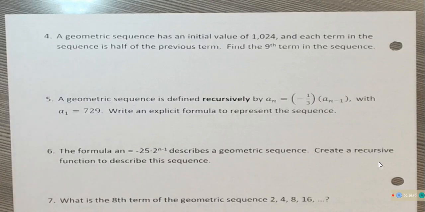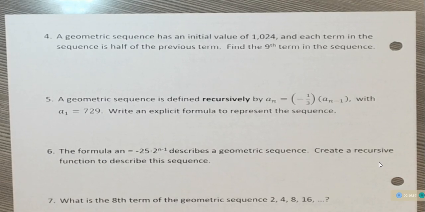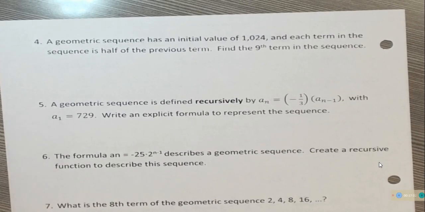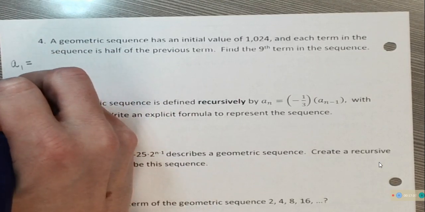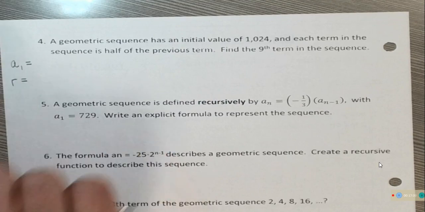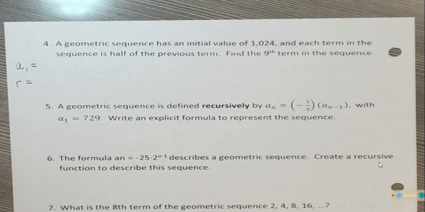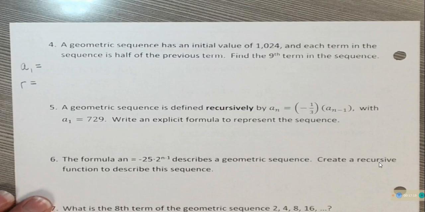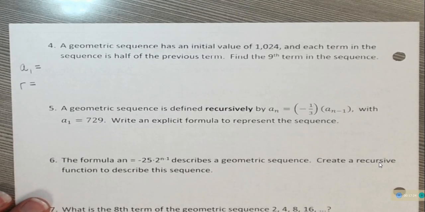Now, a geometric sequence has an initial value of 1024, and each term in the sequence is half of the previous term. Find the 9th term in the sequence. So, I know that A1 and R are going to be important because what does A1 always tell me? The first term tells me where to start. What is the first term here? It doesn't say the words first term. It says initial value. So initial value is where you start. So what do you start with?